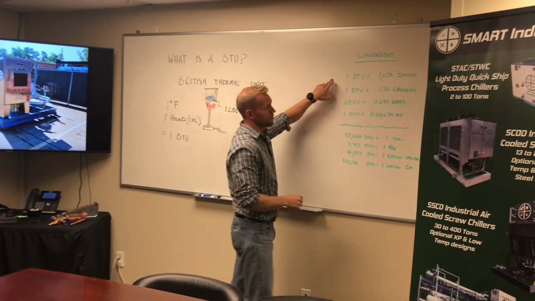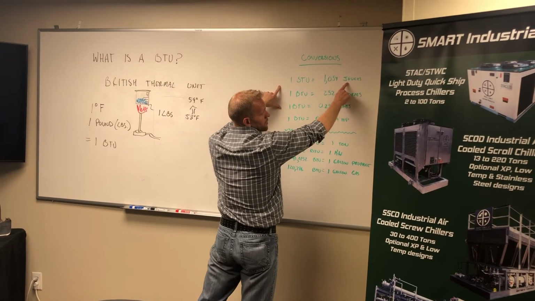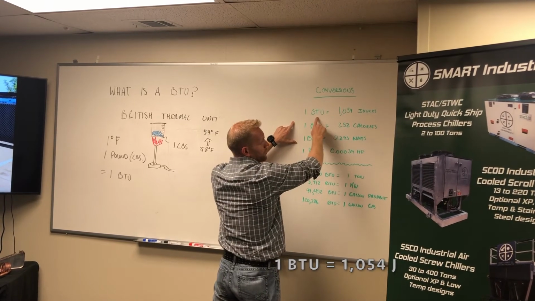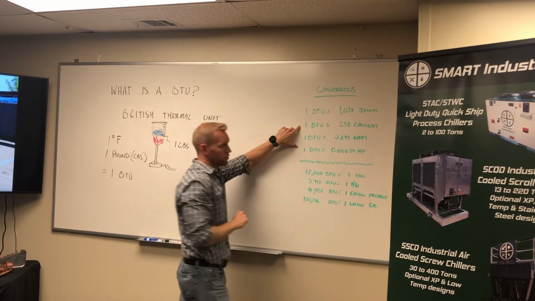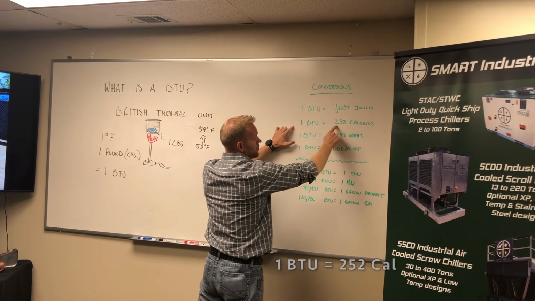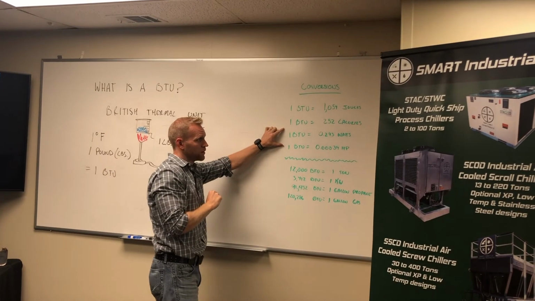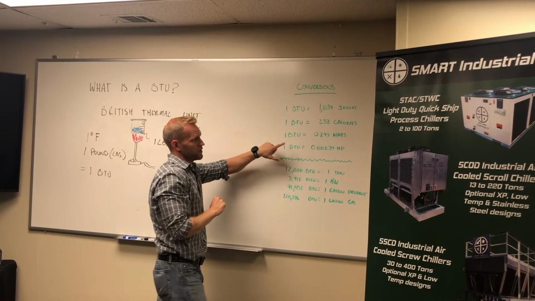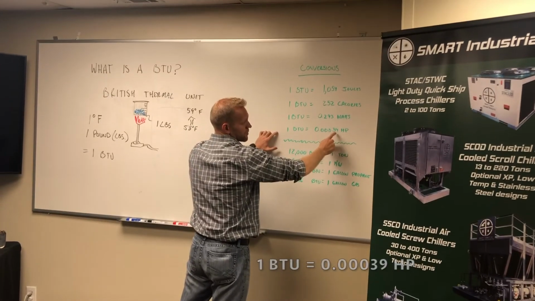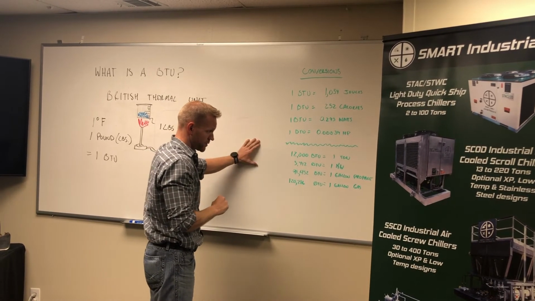So let's look at some conversions. Around the 1850s, Mr. Joule came out with his unit of measure. 1 British thermal unit is equal to 1,054 joules. If you're familiar with calories, another unit of energy or unit of measure, 1 British thermal unit is equal to 252 calories. 1 British thermal unit is equal to 0.293 watts, or 0.00039 horsepower. Again, these are just for informational purposes.